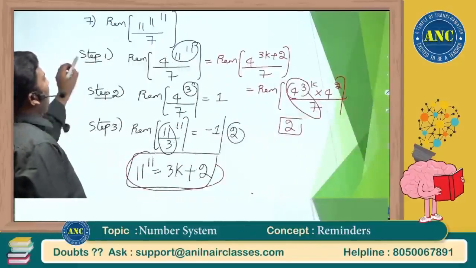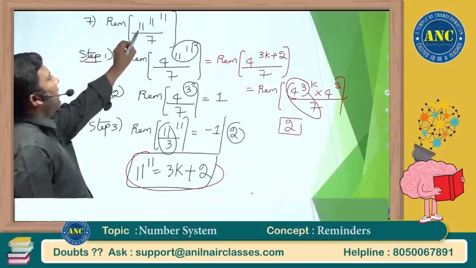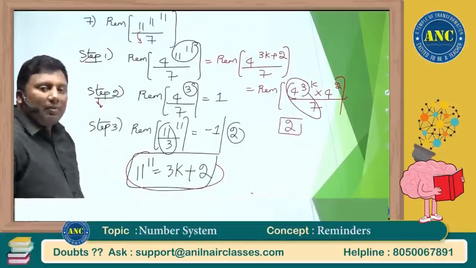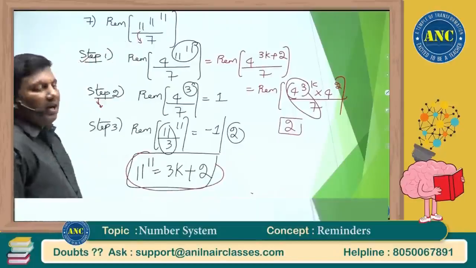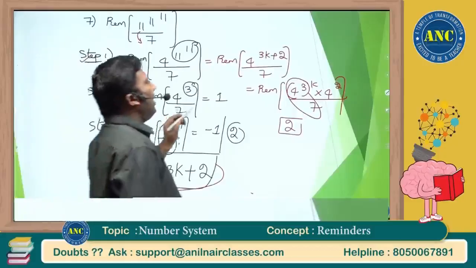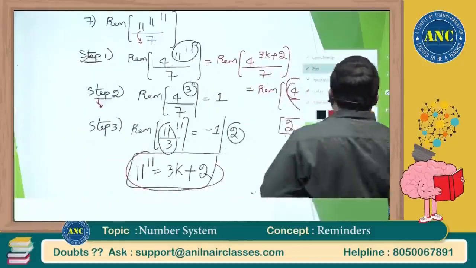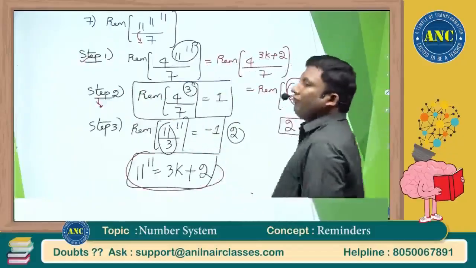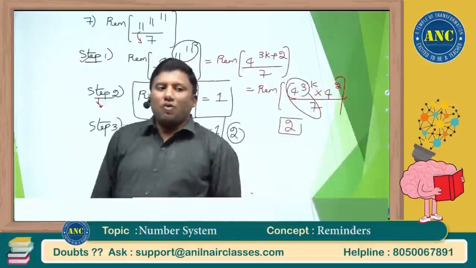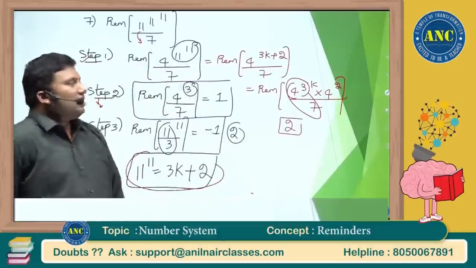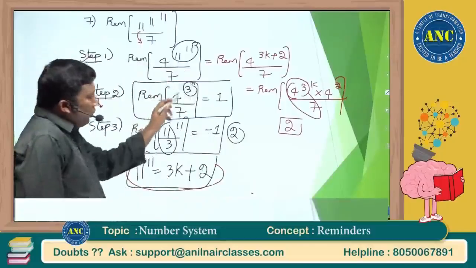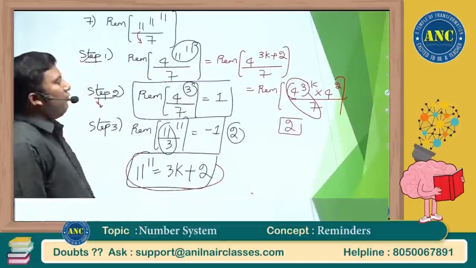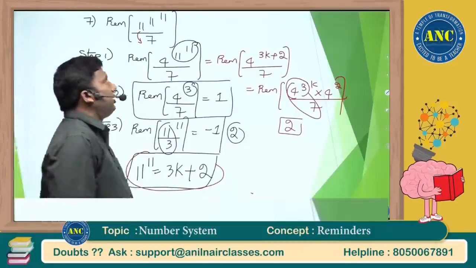Step number 1, first make the numerator base value smaller than the denominator. 7 ones are 7. Remainder is 4. The entire question you can solve easily if you are able to determine which power of 4 when divided by 7 gives 1. 4 cube divided by 7. 4 cube is 64. 64 divided by 7 is nothing but 1.